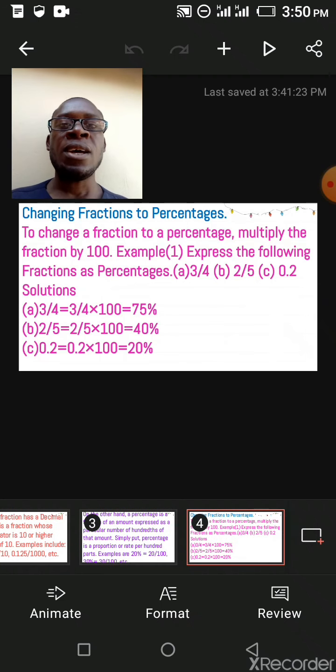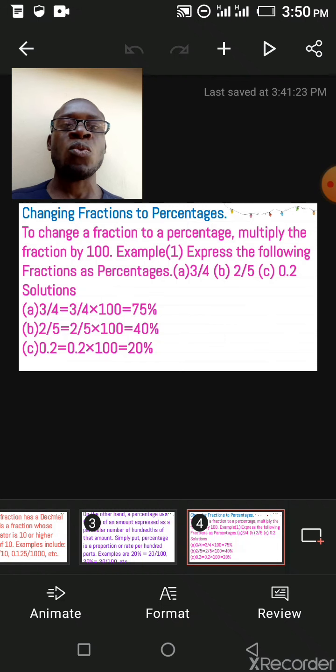The next is changing fractions to percentages. How do we change fractions to percentages? To change a fraction to a percentage, we multiply the fraction by 100. Example 1. Express the following fractions as percentages. A. 3/4. B. 2/5. C. 0.2. Solutions. A. 3/4 equals 3/4 times 100 equals 75.